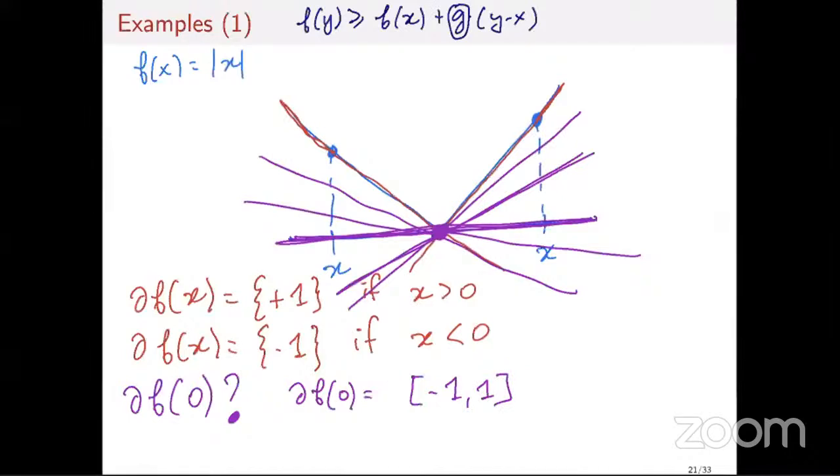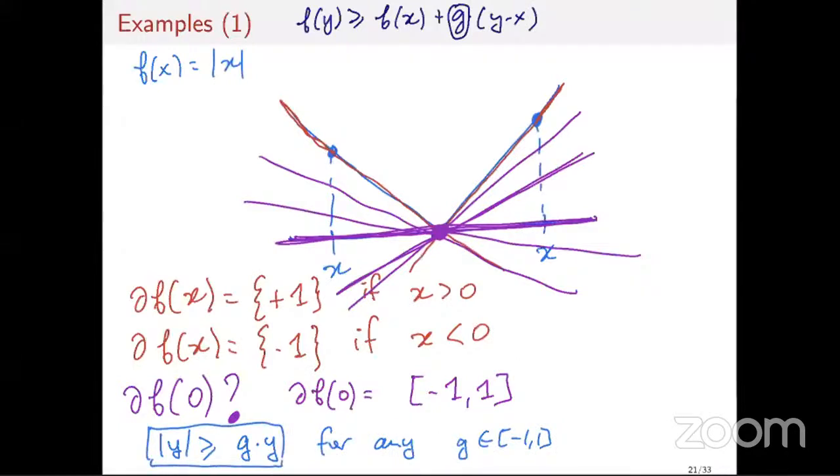So at the point 0, I can draw any line with a slope that is between minus 1 and 1, and this is going to give me a lower bound on the absolute value. Another way of saying this is that the absolute value of y is bigger than g times y for any g in minus 1, 1.